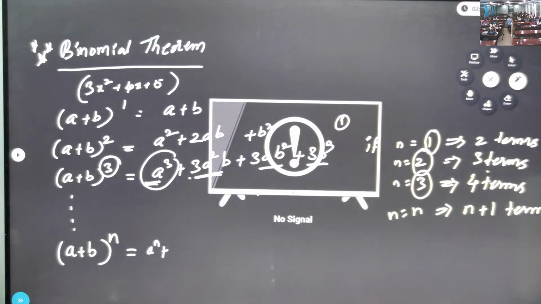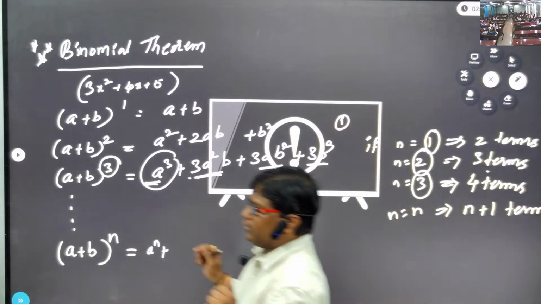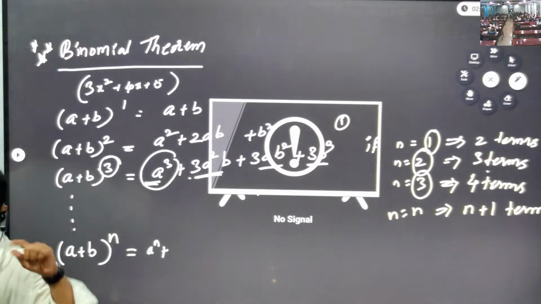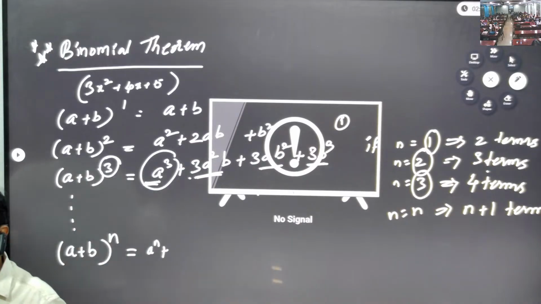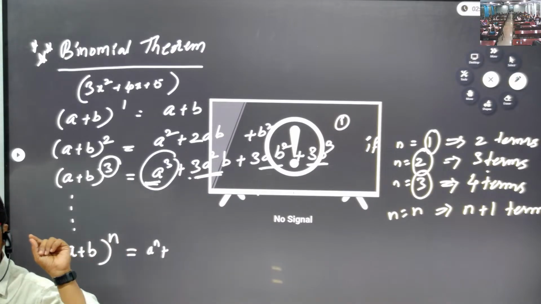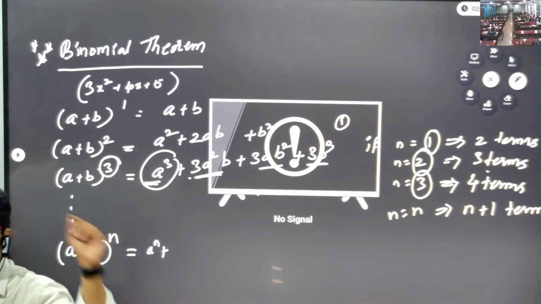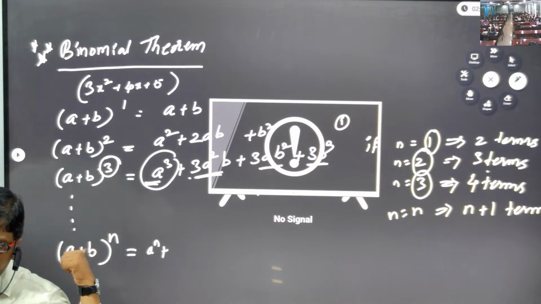Binomial theorem. Where can it be applied? On how many variables is it going to be applied? Only 2 variables or more than 2 variables? Only 2 variables. So when your n value is equal to 1, how many terms are you getting? 2 terms. If your n value is n, you are getting n plus 1. So depending on your n value, we are getting n plus 1 terms in binomial theorem.